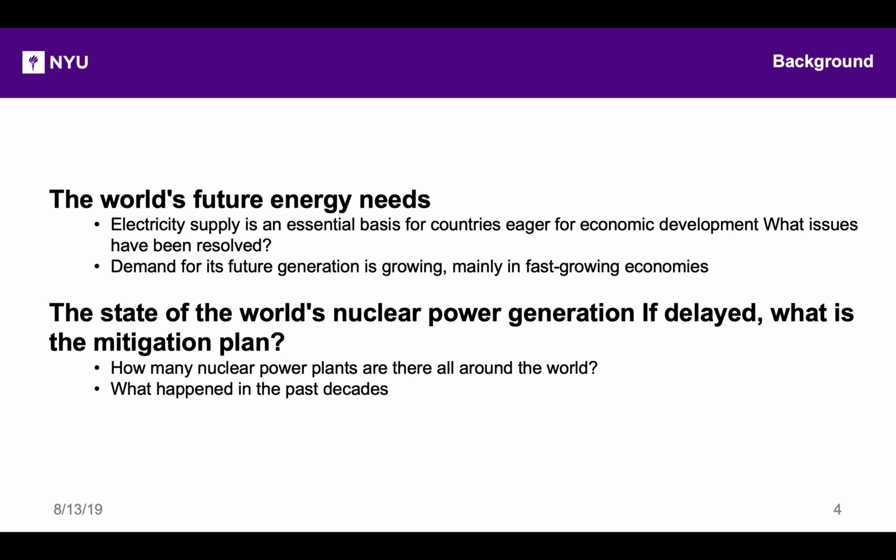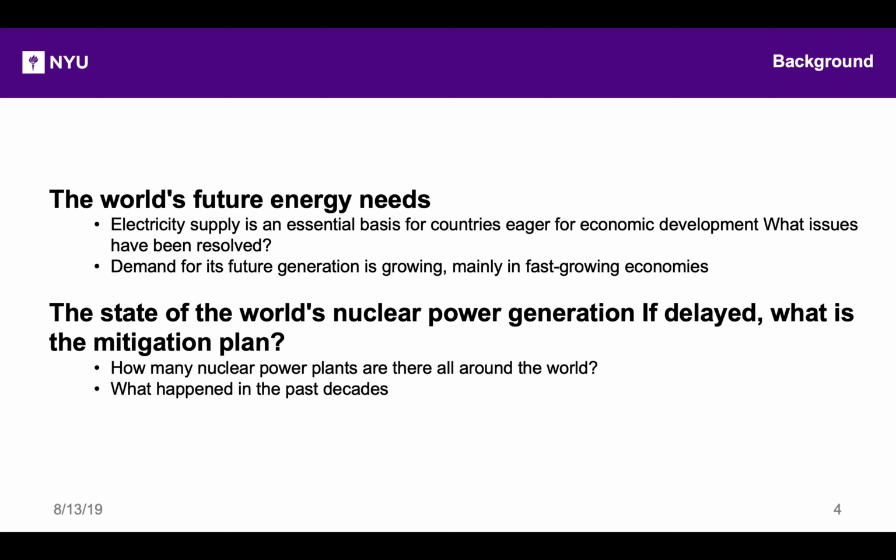Next, I'm going to talk about the world's future energy needs. Abundant electricity supply is an essential basis for countries eager for economic development. But more than a third of the world's population, more than 2 billion people, still live without electricity. About 2 billion people consume less than 1 watt of electricity per person. By contrast, the per capita electricity consumption in Japan, France, and other economically developed countries is over 8 million, and the per capita electricity consumption in the United States is over 15 million. If governments in developing countries want to build their economies and improve people's living standards through economic development, they must increase the use of electricity.